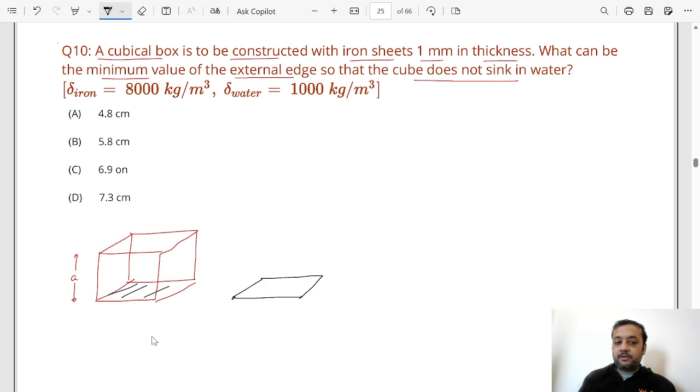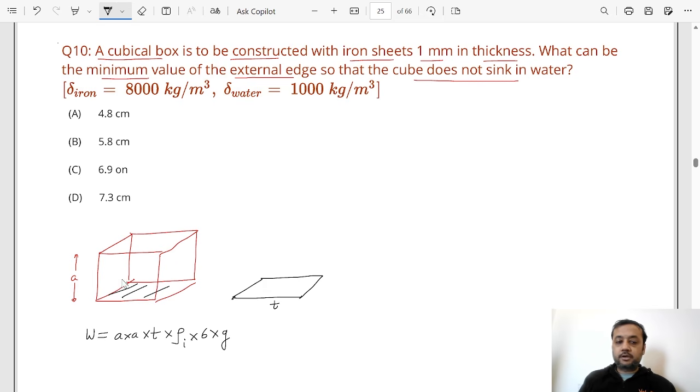So that means volume will be what? Volume will be area, which is A into A, into this thickness. So A into A into t, where t is the thickness. So this is the volume into the density of the iron. This will be the mass of this sheet. Now, how many sheets do you have? You have 6 sheets to create this cube. So the total mass will be 6 times this. This is the mass of the iron you have used. Multiplying further by gravity will give you the weight. So this is the weight of the iron box.